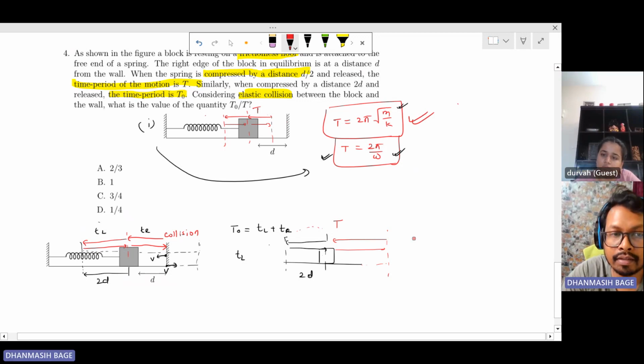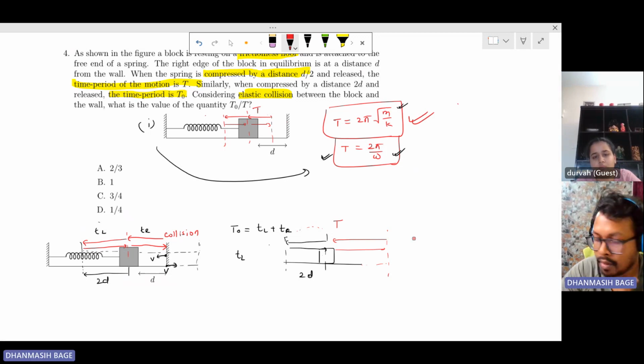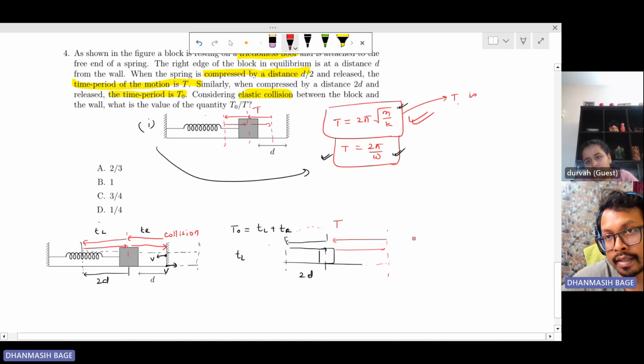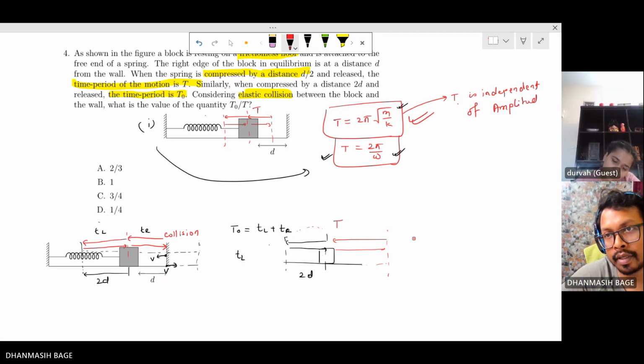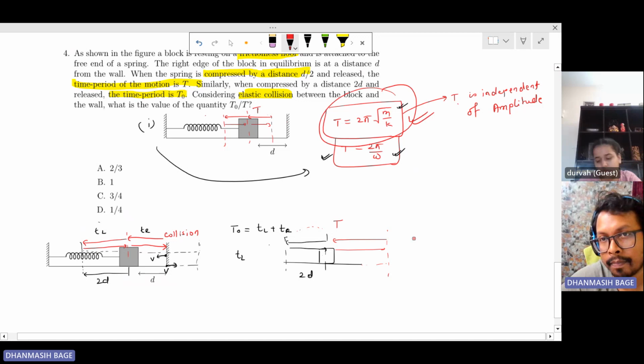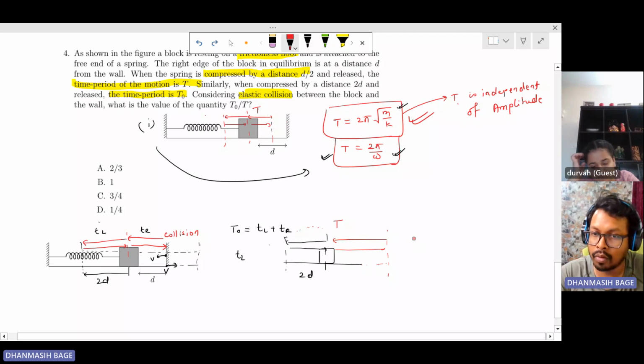Just see that time period. One very important thing: according to this formula, the time period is independent of amplitude. This is very, very important. Is there any amplitude in the formula? There is none. It means if the amplitude is D, then also the time period will be T. If the amplitude is 2D, then also the time period will be T. Okay. Did you get this point?